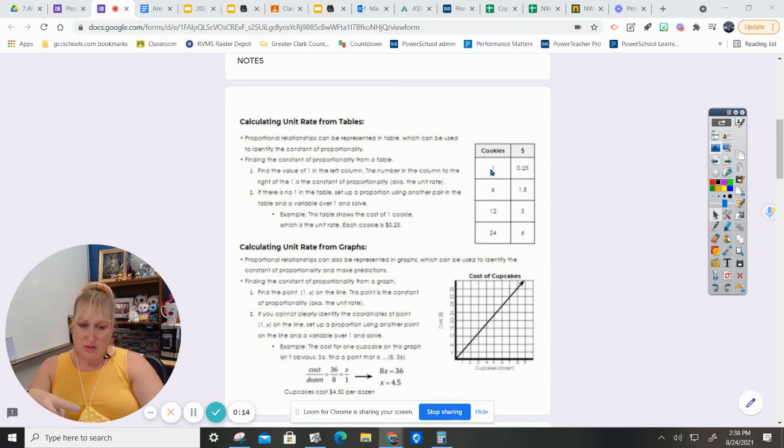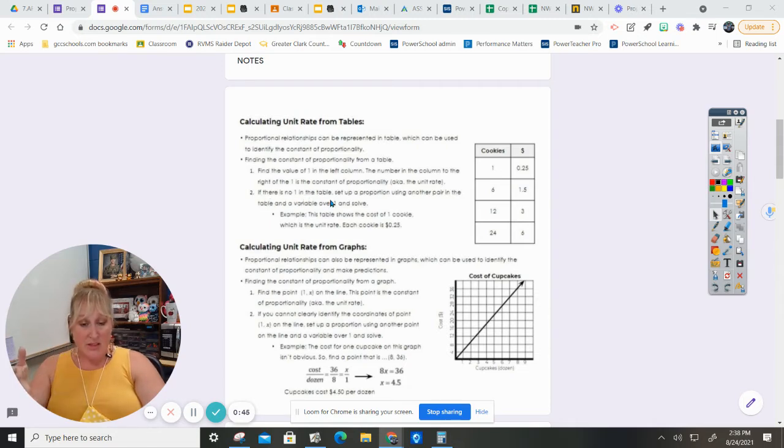So our goal is to make sure that we have a 1 in one of the unit rate places. And then the constant of proportionality is that unit rate. So do you see how that goes together? That is also the constant of proportionality, the one that goes with the 1. That's what it says right here. Find the value of 1 in the left column. The number in the column to the right of the 1 is the constant of proportionality, aka the unit rate. So this all ties together.